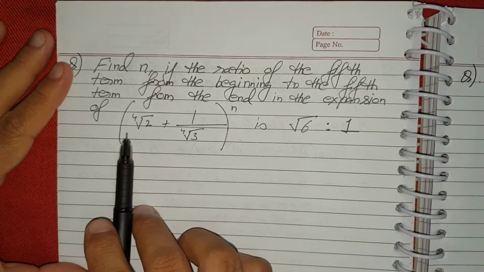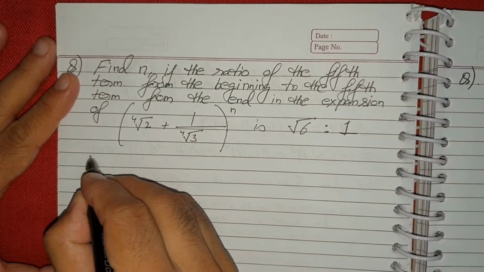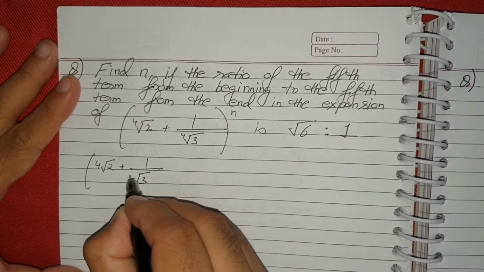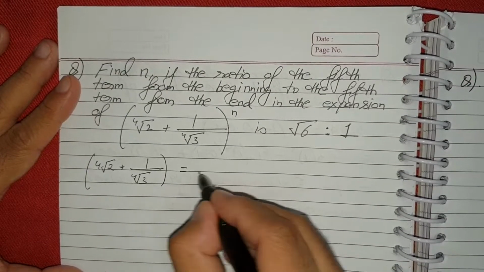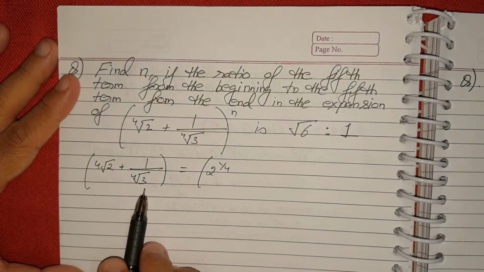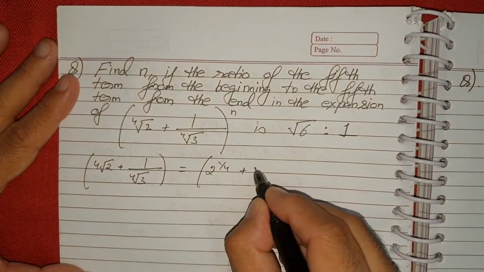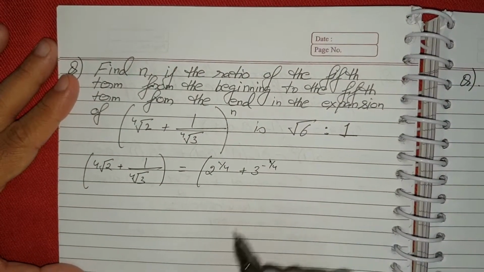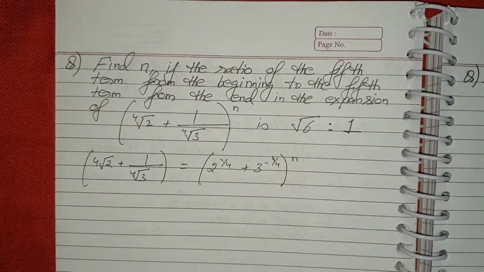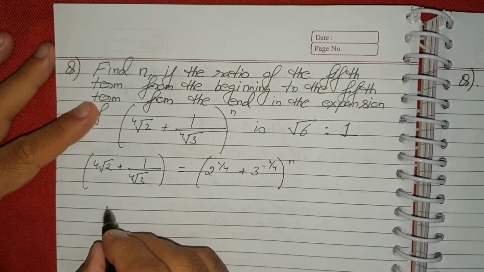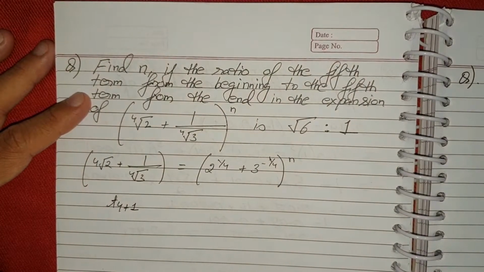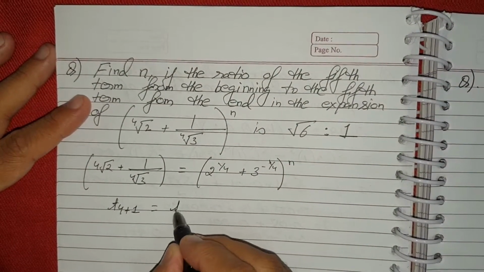First of all, we can write this as 2 to the power 1 by 4, and this will be 3 to the power 1 by 4 in the denominator, so we can write plus 3 to the power minus 1 by 4, to the whole power n. Now they are saying 5th term from the beginning. Now 5th term is T 4 plus 1, that is T5.